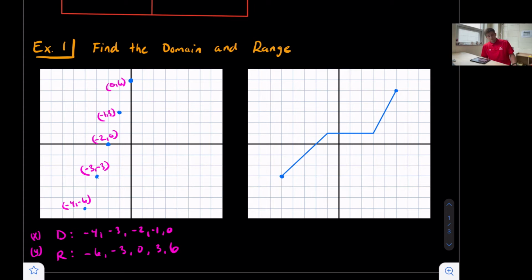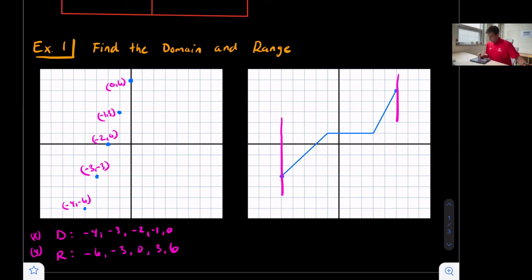All right, so now let's look at the second graph here. It looks a little bit different because we have some lines connecting our points. So remember, domain is the set of x values. Well, on a graph, x coordinates run left to right. So we can think about this part of our graph almost from our leftmost point to our rightmost point.